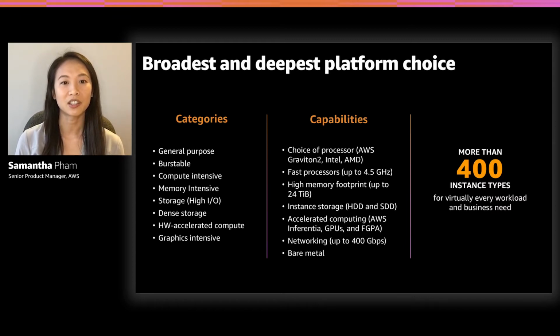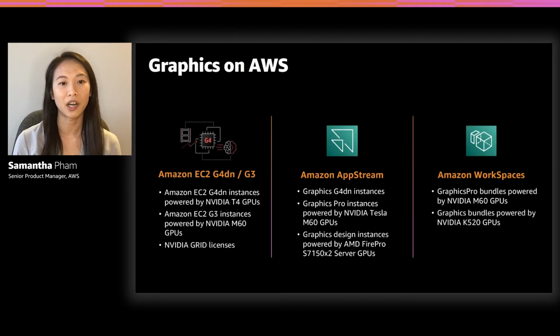Now, diving into graphics on AWS, we offer Amazon EC2 G4dn instances, which are the lowest cost instances in the cloud for graphics. They're powered by NVIDIA T4 GPUs and come with NVIDIA grid licenses at no additional cost. We also offer our EC2 G3 instances, which are powered by NVIDIA M60 GPUs, which also come with the NVIDIA grid licenses at no additional cost.